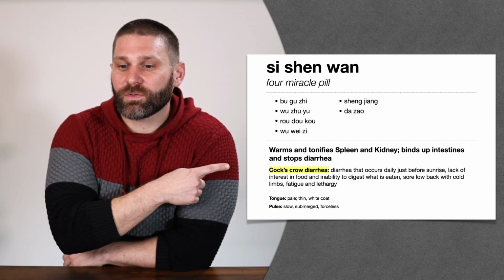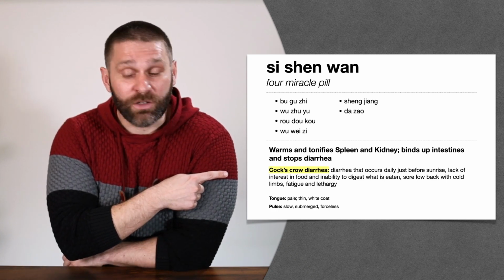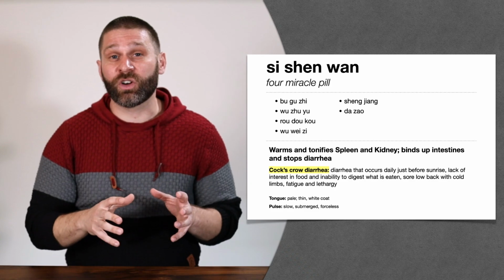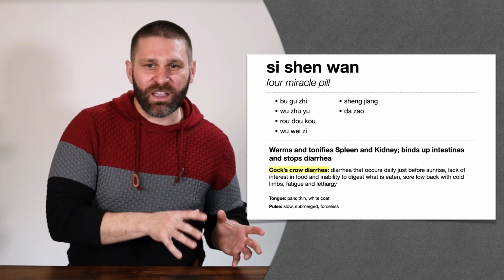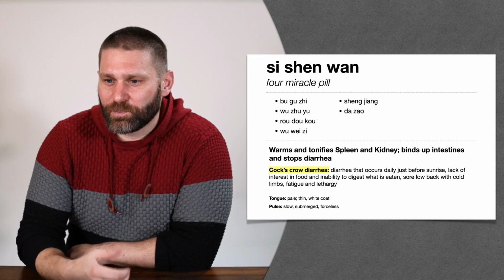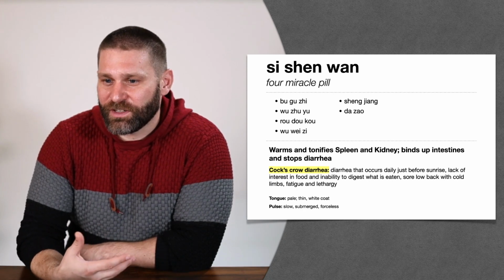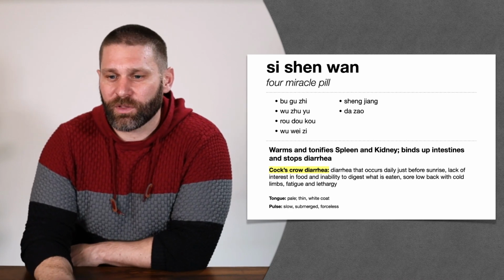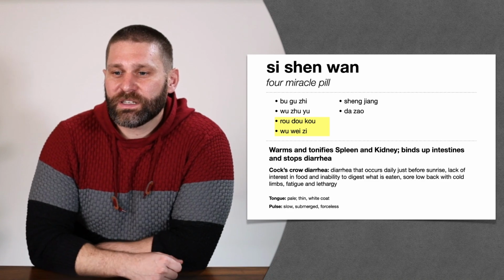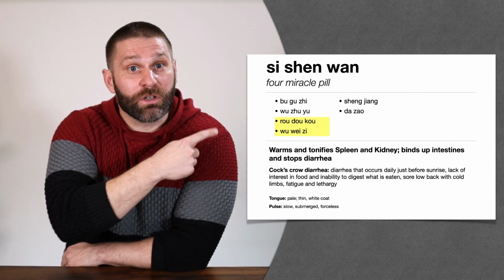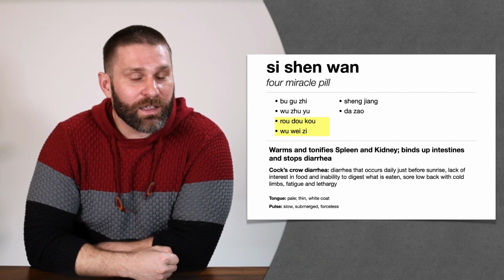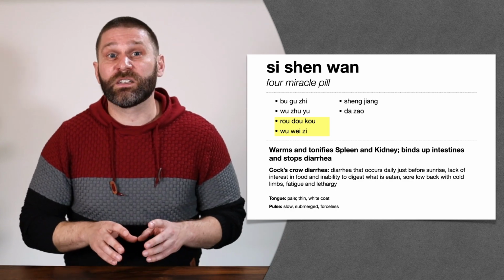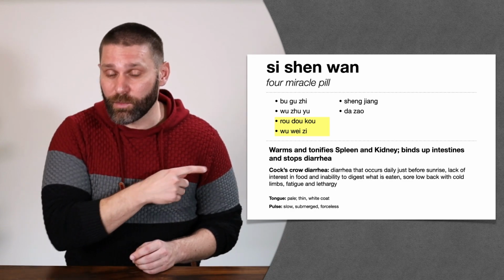This is for diarrhea, but this is for that early morning cockcrow diarrhea due to spleen and kidney yang deficiency. So diarrhea that occurs daily just before sunrise. It's occurring right at that time where yin is turning into yang. Lack of interest in food and inability to digest what is eaten. So we might have watery diarrhea, possibly with undigested food in the stool. And so you can see here, our chief ingredient is Buguzhi. Remember, we learned Buguzhi in the tonify yang category. Buguzhi was special because it also enters the spleen channel. So Buguzhi tonifies spleen and kidney yang to treat this early morning diarrhea.